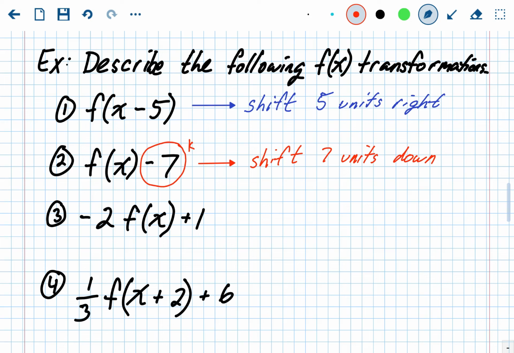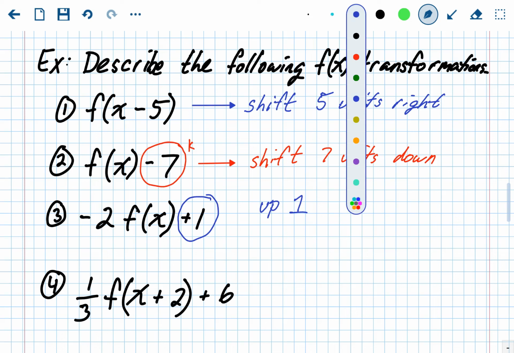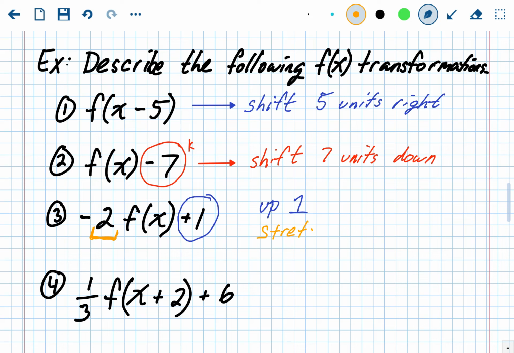This third one has 3 transformations. Let's start with the plus 1 at the end. Plus 1 at the end means it's going to shift up 1 unit. All right, and then you have an a value on this one. The a value is negative 2. The absolute value of the a value is just positive 2. The absolute value of a is bigger than 1, which means it's going to be a vertical stretch by a factor of 2.